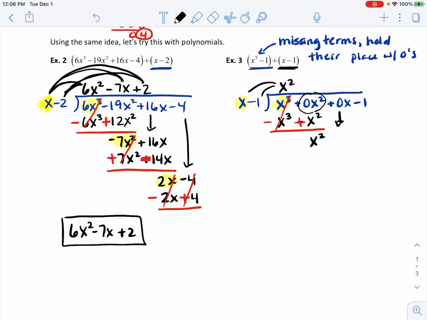Then I'm going to bring down the next term, which is the 0x. And again, that's just a placeholder. And we're going to do it one more time. Okay, so what do I have to multiply x by to get x squared? Well, this time I have to multiply that by a positive x, so I'm going to write plus x. And then let's multiply again. So x times x is x squared. x times negative 1 is negative 1x, or just negative x.